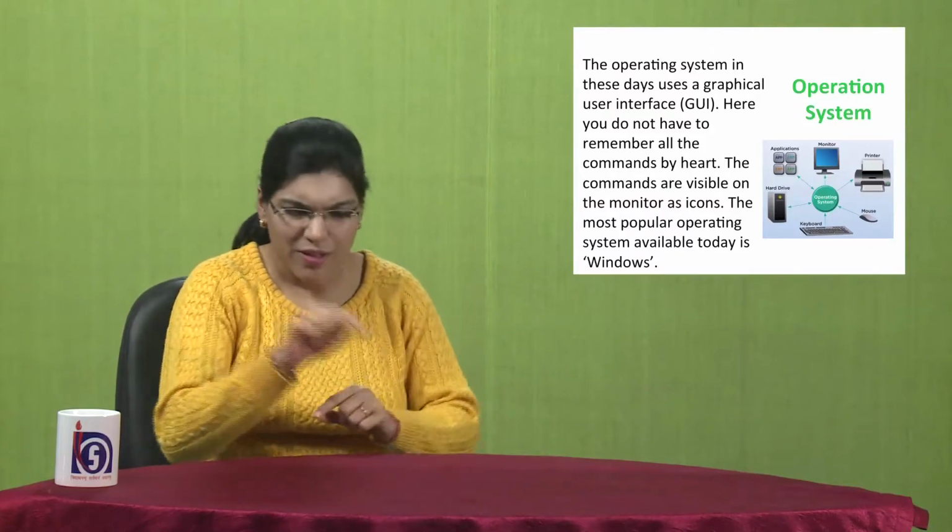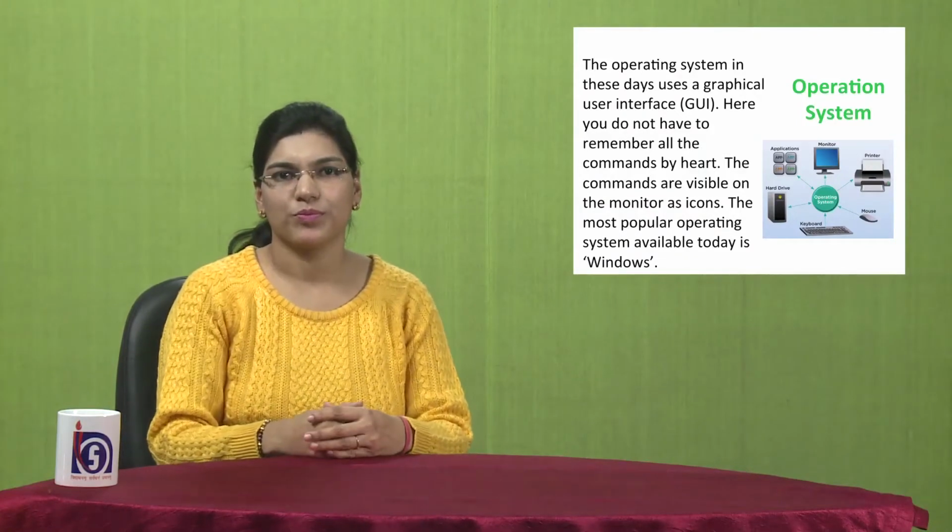The most popular operating system available today is Windows. The Windows operating system has evolved over time in the form of different versions that are visible to you in the slide. The first Windows were Windows 95, Windows 98 and Windows 2000. Currently, Windows XP, Windows Vista and Windows 7 are in use. In this lesson, we will explain the main features of Windows XP.